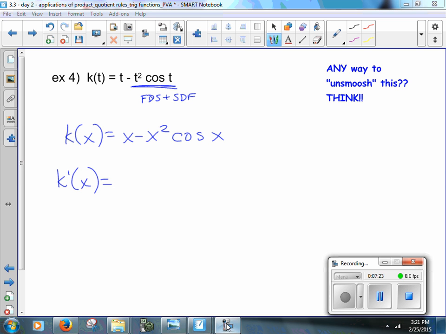Derivatives. What's the derivative of an X? 1.